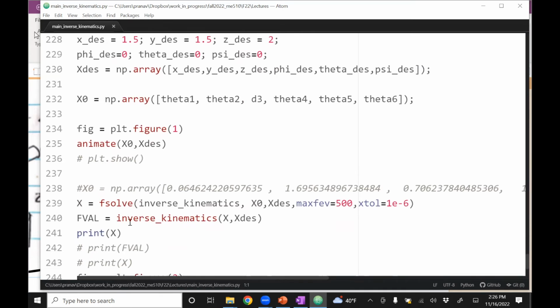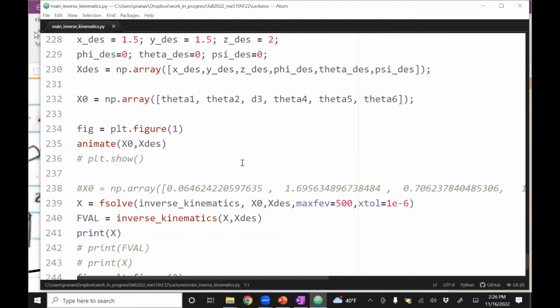Okay. The heart of the code is doing fsolve. Fsolve looks at the function inverse kinematics. It needs an initial guess. It needs the desired position, where I want the end effector to be. I've specified some termination tolerances on function evaluations and tolerance on X. If X doesn't change by 1e-6, then it will terminate.